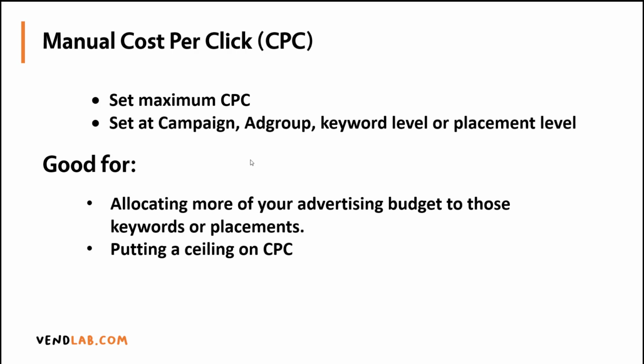So for example, if you're on a Google shopping campaign and you have ads that aren't performing and the ROAS targeting isn't working, you could put them in a separate campaign with a maximum cost per click, which is very low, and then Google will have to work hard to make those products work.